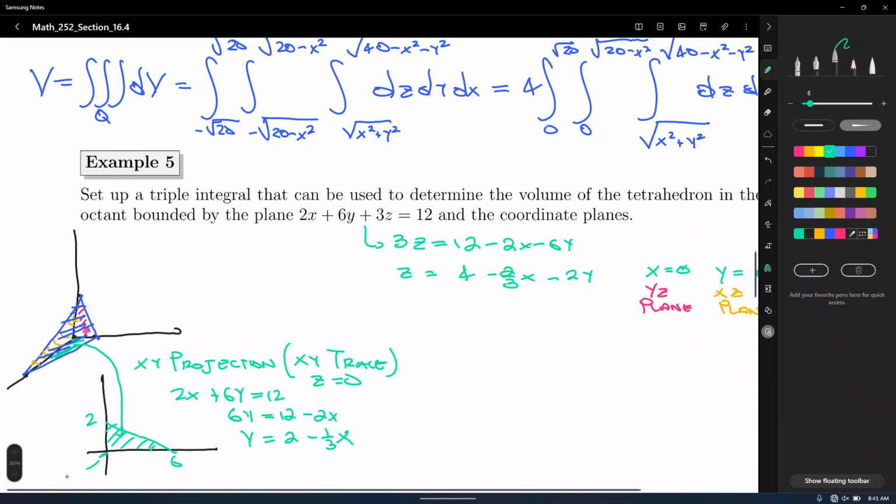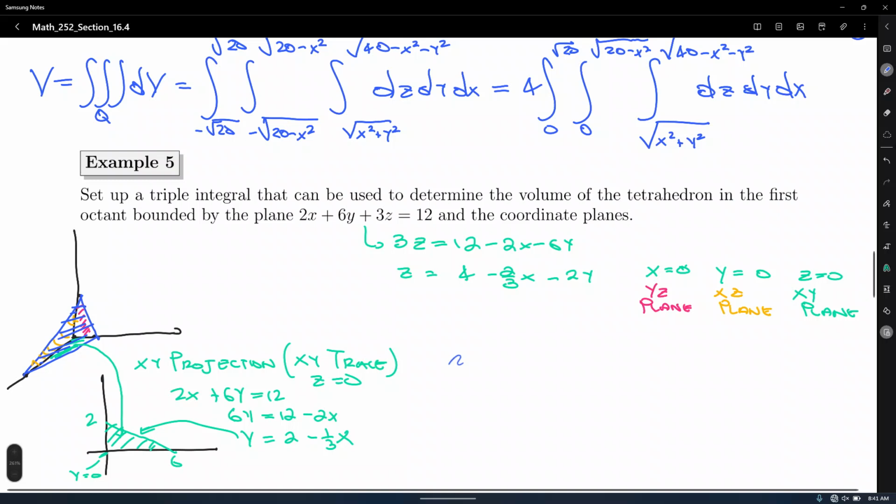Y equals 0. Y equals 2 minus 1/3 x. And the limits in the direction of x are going to start at x equals 0 all the way to x equals 6. And I believe we have everything we need to set up the triple integral. All right?